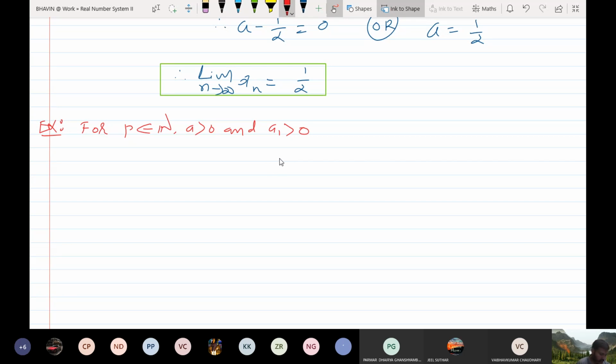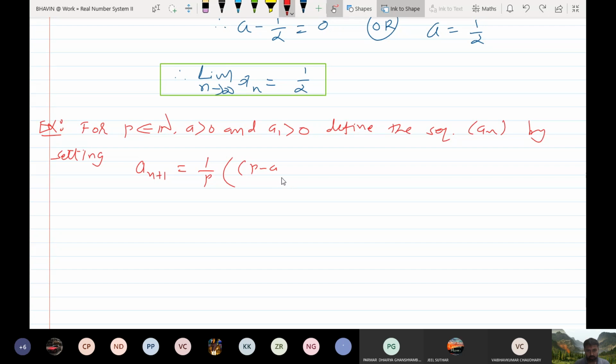Define the sequence an by setting a(n+1) is equal to 1 by p minus 1, times an plus a upon an raised to p minus 1.